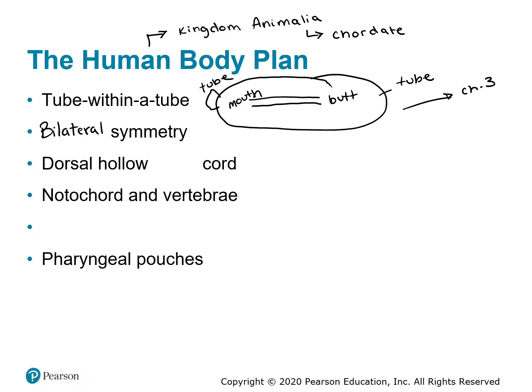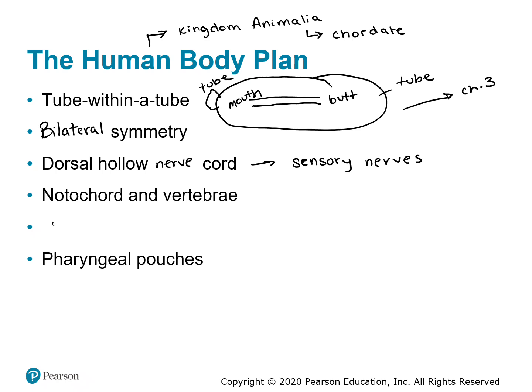They have a dorsal hollow nerve cord. Eventually, in humans, that dorsal hollow nerve cord turns into all of your sensory nerves throughout the body. We have a notochord and vertebrae. That will eventually become your brain and spinal cord.